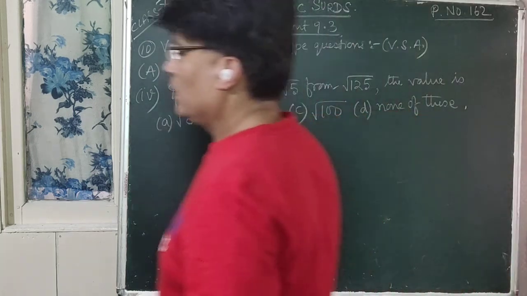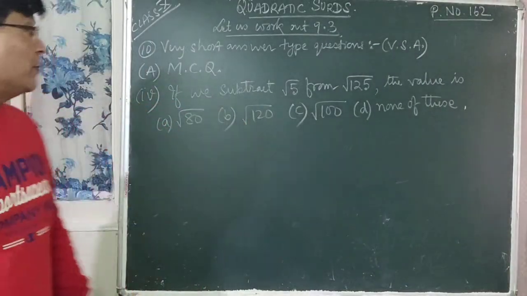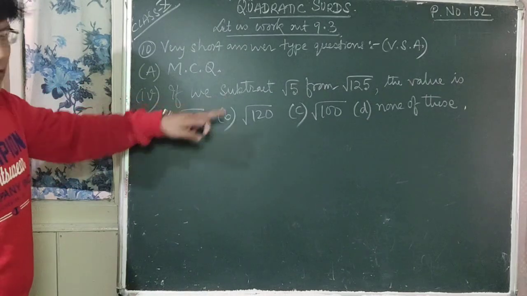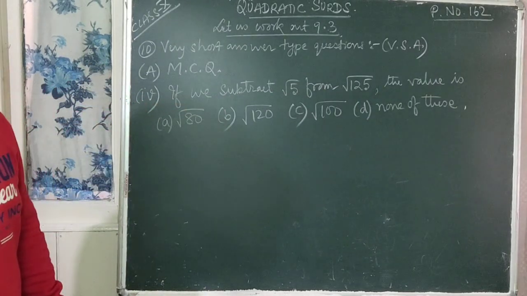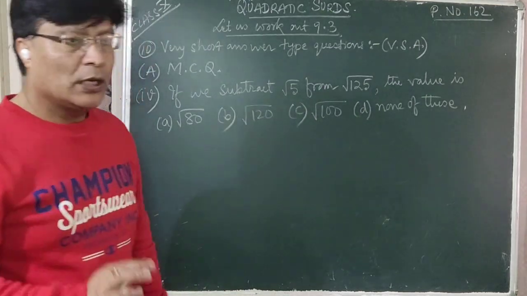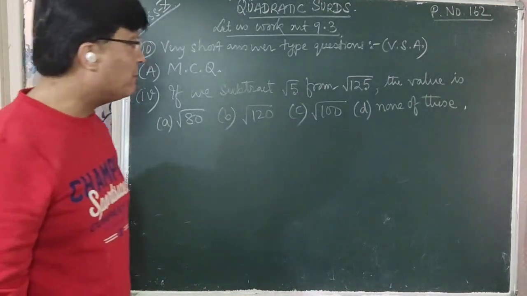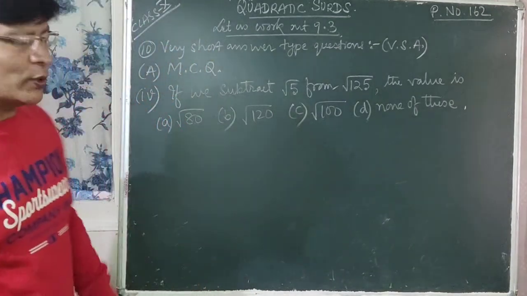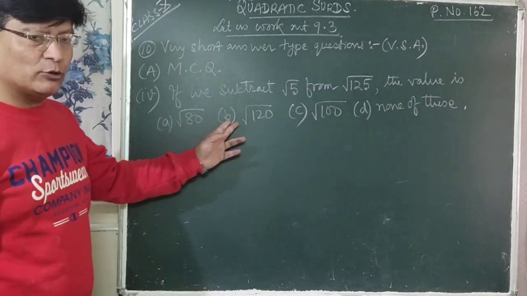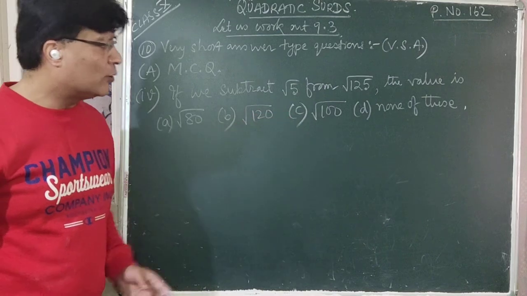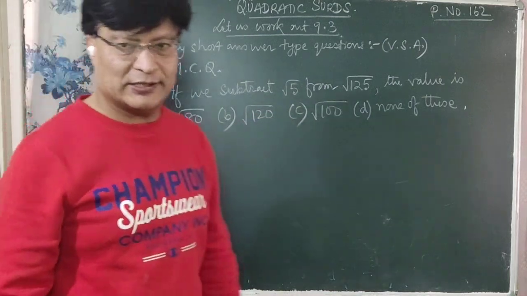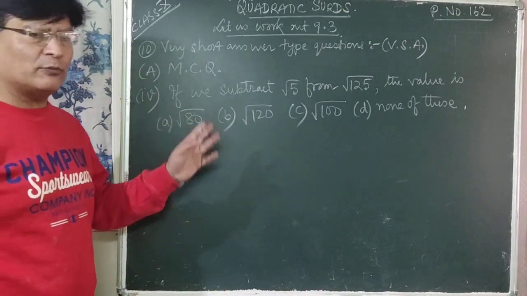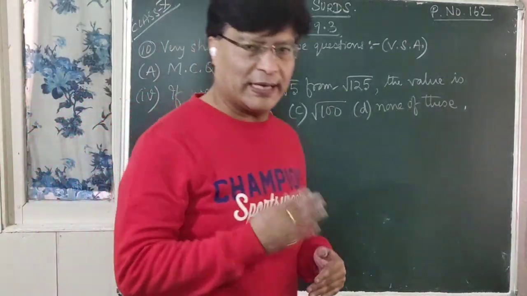So now we will do the next question, that is 10A number 4. This is also a multiple choice question. If we subtract root over 5 from root over 125, then the value is what? A, root over 80, B, root over 120, C, root over 100, D, none of these. So if we subtract root over 5 from root over 125, what do we get?